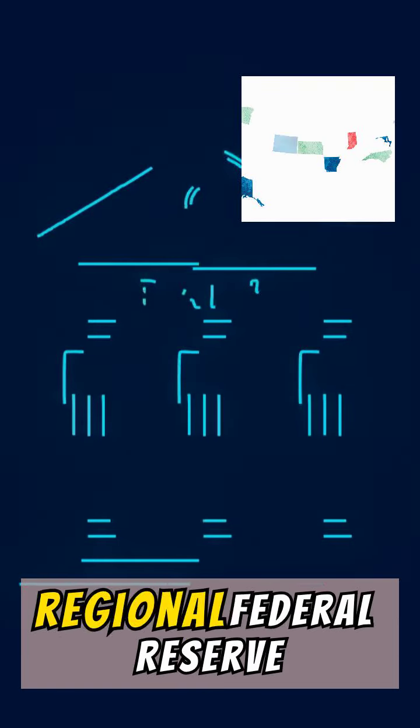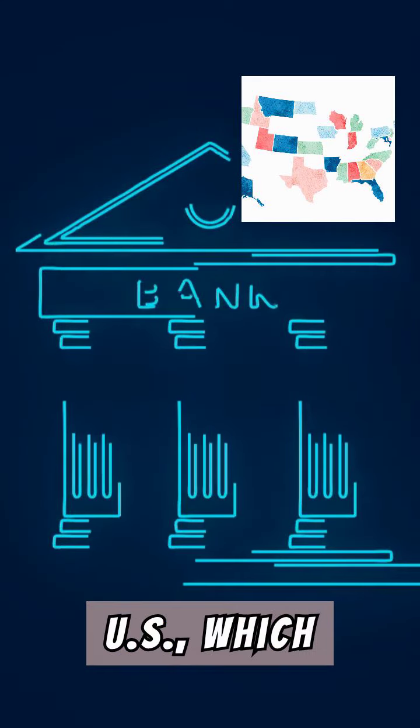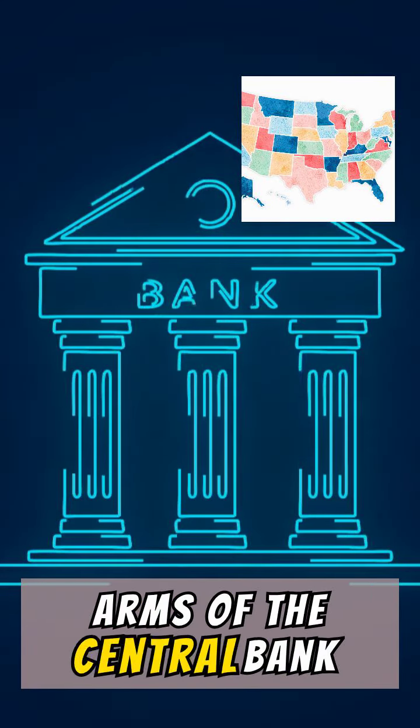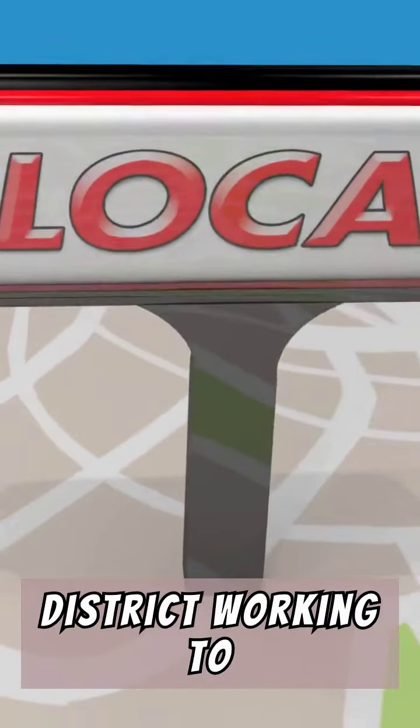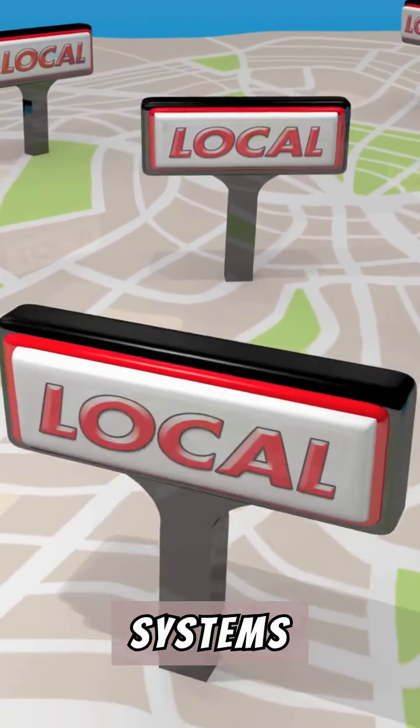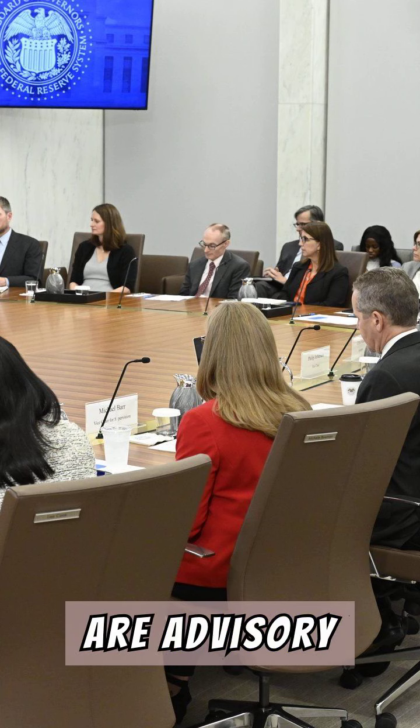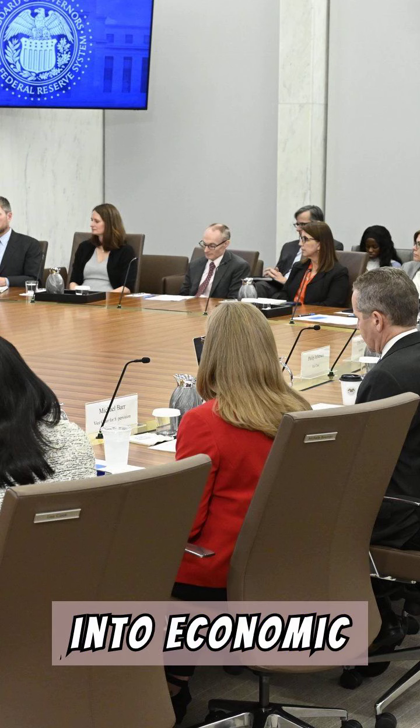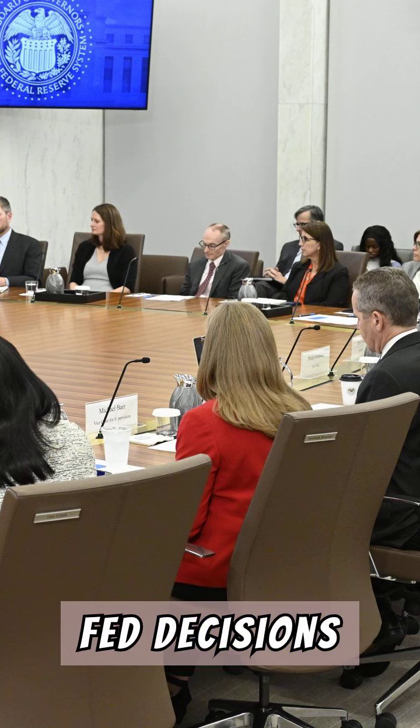There are also 12 regional Federal Reserve Banks across the U.S., which serve as operational arms of the central bank, representing a different district working to support local banking systems. Finally, there are advisory councils that provide insights into economic conditions and help guide Fed decisions.